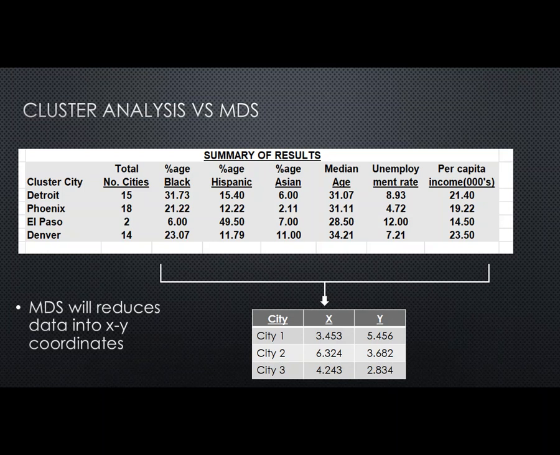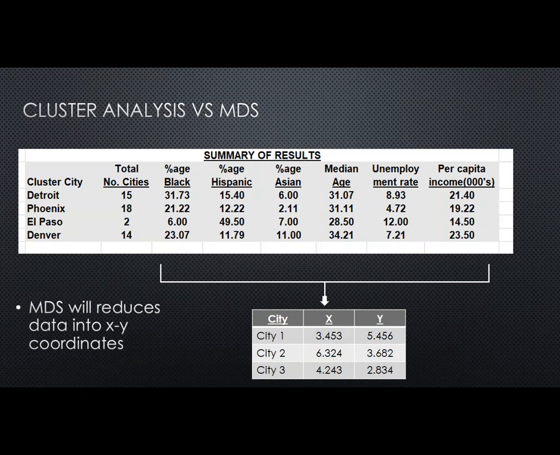All right, so let's compare that to what we would have with an MDS. With an MDS, what would happen is that all of these factors that we use to compare distances are going to be reduced down into XY coordinates.